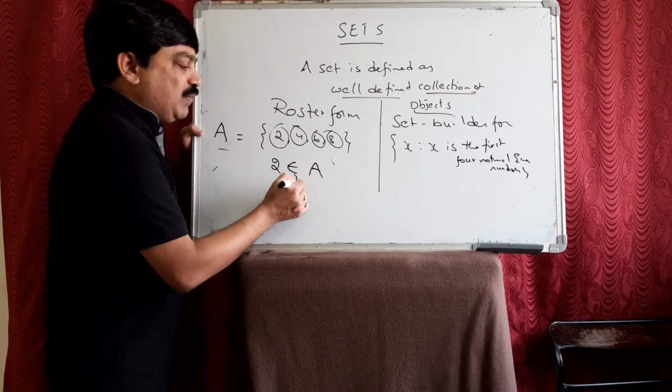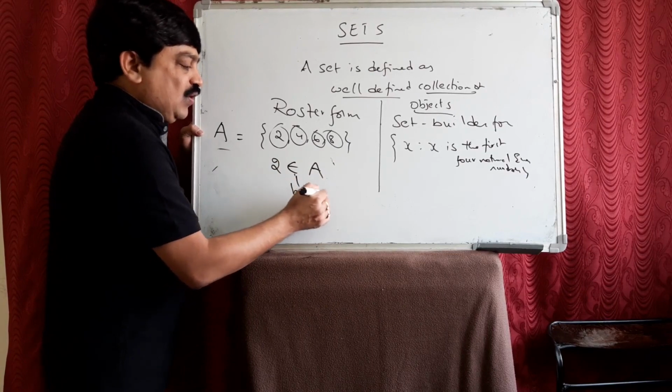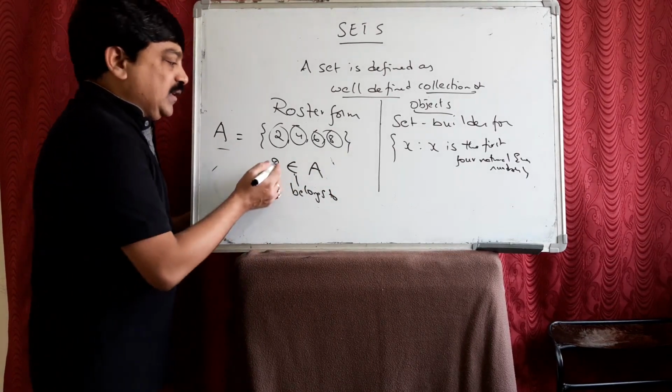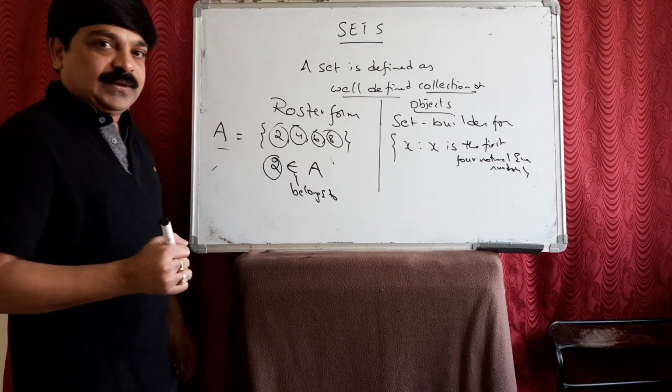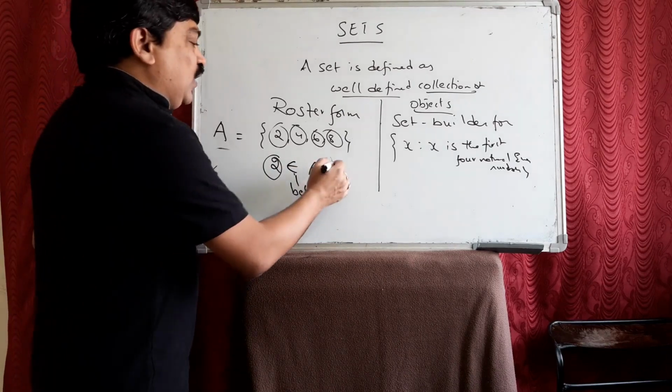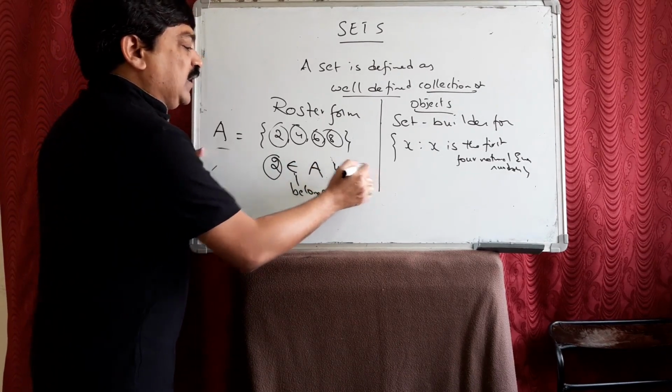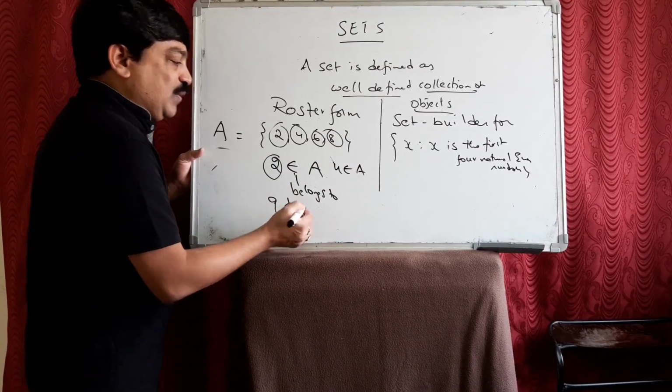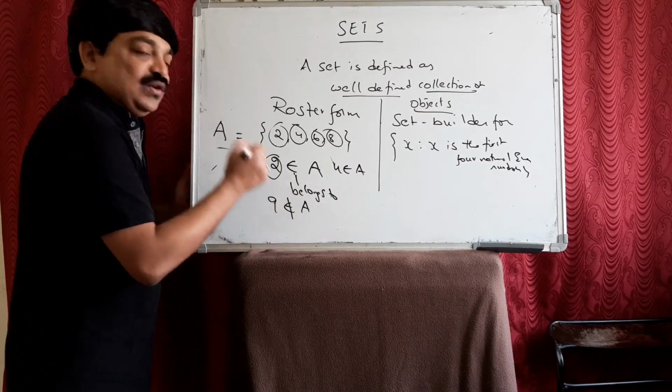This is the symbol called belongs to. This should be an element and this should be a set. Now 4 is an element, so 4 belongs to A. 9 does not belong to A. This is the symbol for does not belong to.